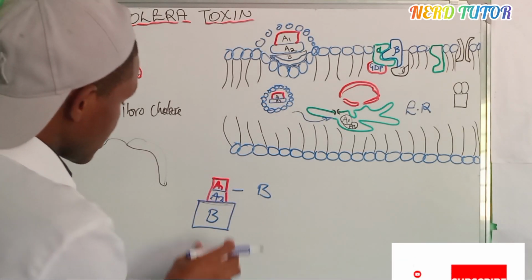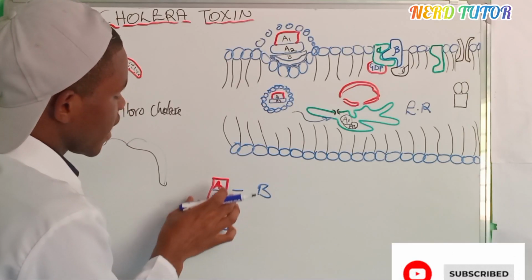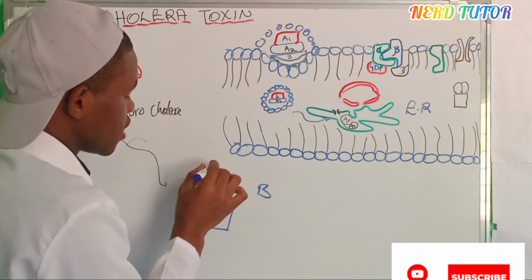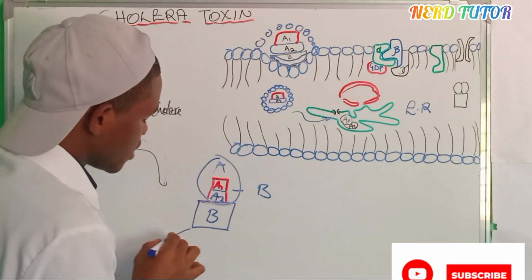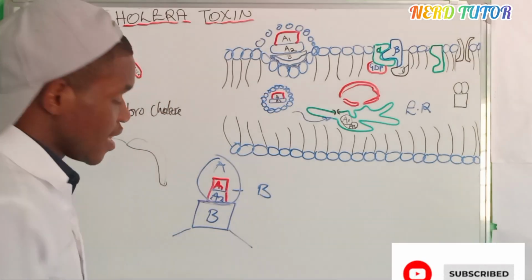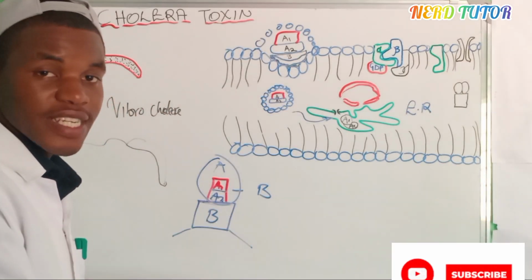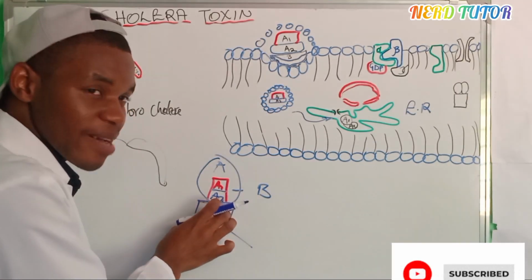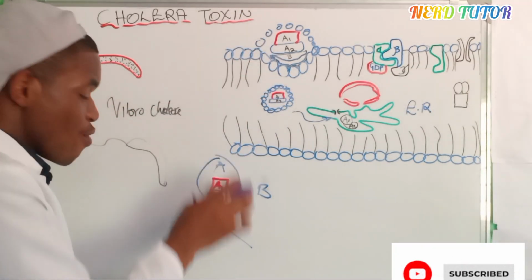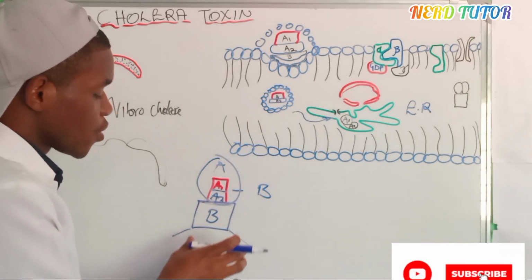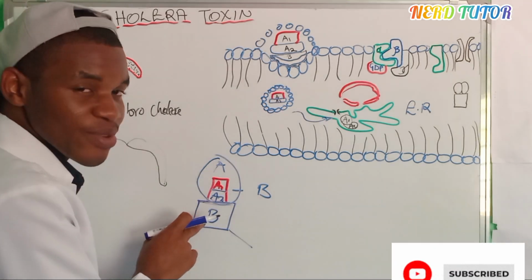So this B subunit will be helping this A domain to bind to the G protein. In short, the toxin is going to bind to the G protein with the help of the B subunit. So the toxin that will be secreted by the Vibrio cholera will be bound to the G protein with the help of the B subunit.